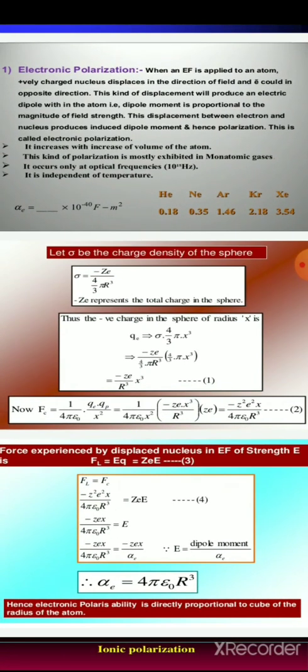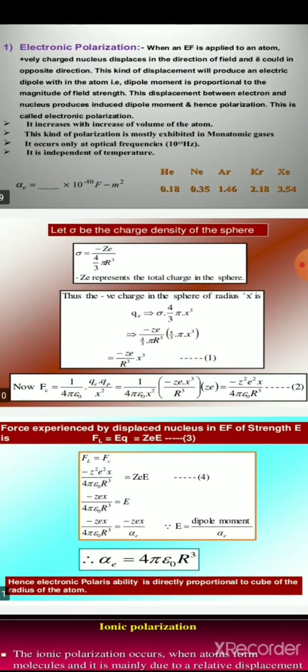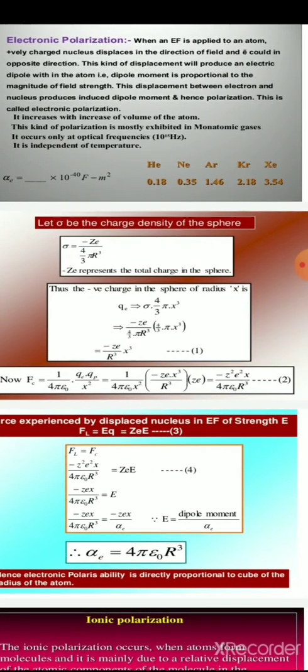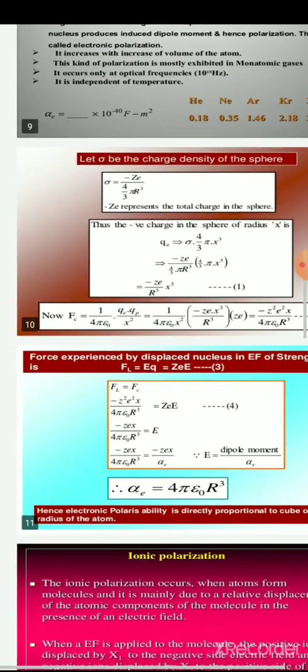Now Fc, the Coulombic force, is 1 by 4 pi epsilon naught, Qe into Qp by x square. Substitute these values as we got in the above equations: minus Ze x cube by r cube into Ze. After cancellations, we get the overall value: minus Z square e square x by 4 pi epsilon naught r cube.